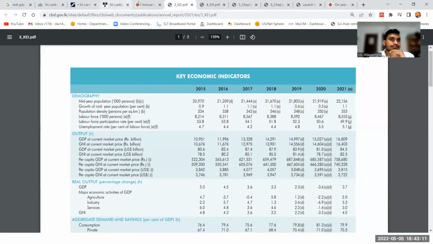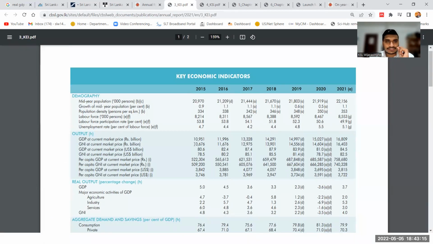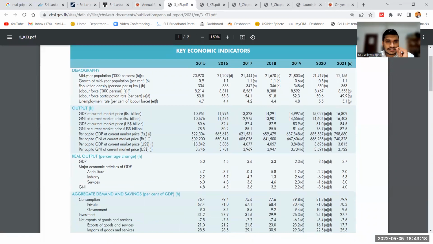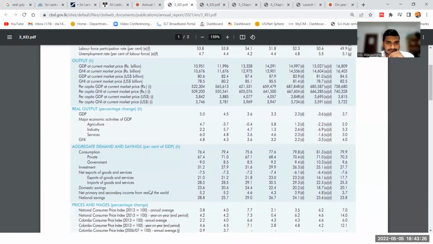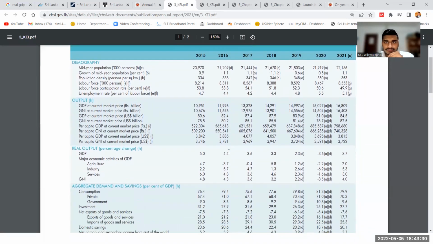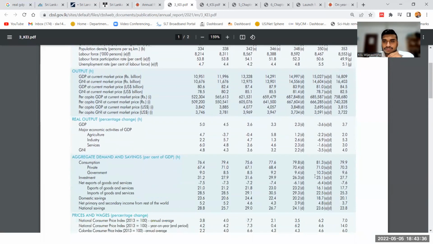So, key social indicators. We were here, real GDP. I just want to figure out the GDP for the year. So this is the GDP percentage. Have they given the GDP in terms of value? In terms of value, they haven't provided. Yes, in terms of value you also have it here. You see in 2020 it was 81.3.